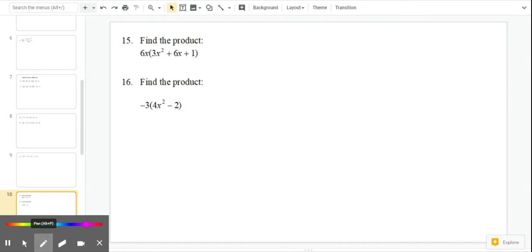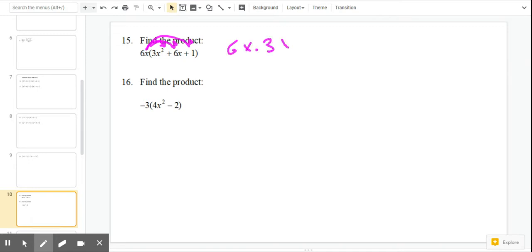All right, so now into multiplying. So for these two on this page, it's just distributing. So you're just distributing a monomial. So for this first one, 15, we have 6x times 3x squared plus 6x times 6x plus 6x times 1.